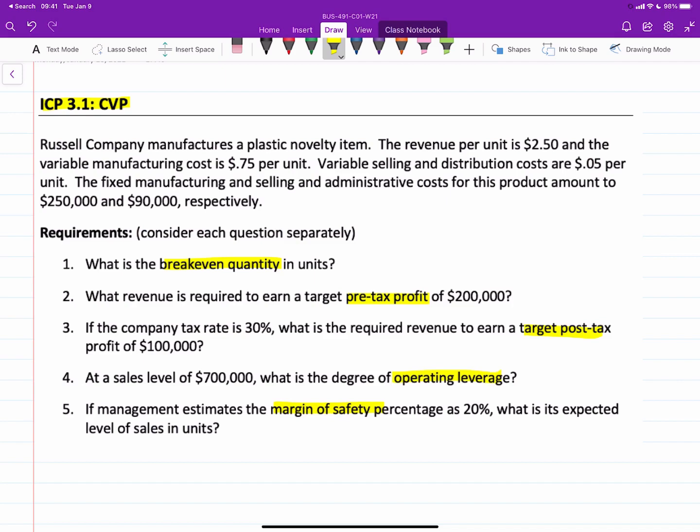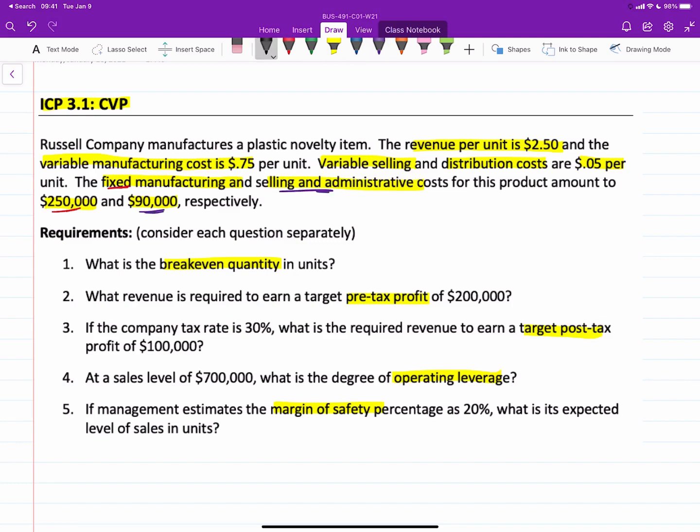So here's the nature of our problem. Russell manufactures a particular item. The revenue per unit is $2.50. The variable manufacturing cost is 75 cents. Variable selling and distribution costs are another 5 cents per unit. And then fixed manufacturing and selling and admin are $250,000 and $90,000 respectively. So the fixed manufacturing is $250,000 and then the fixed selling and admin is the $90,000.